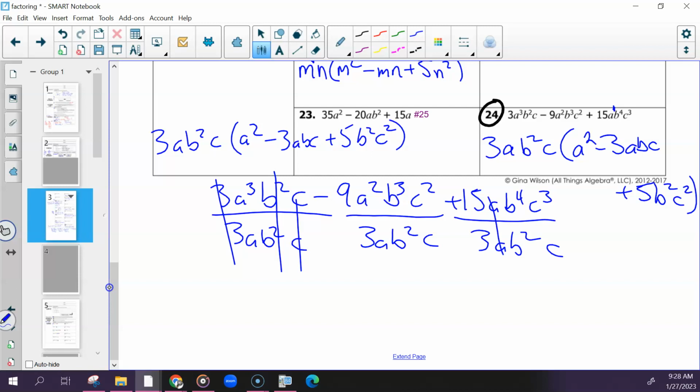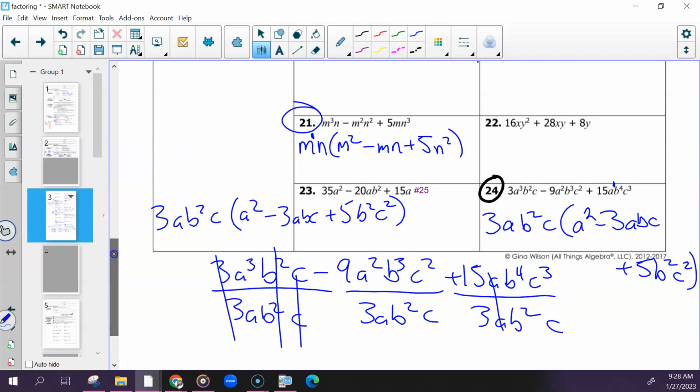I think the only thing we didn't cover is this, and I'm going to just do it really fast. If the first term has a negative, you have to factor out that negative. And then all of your signs will change. So if the first term has a negative, you have to factor out that negative.